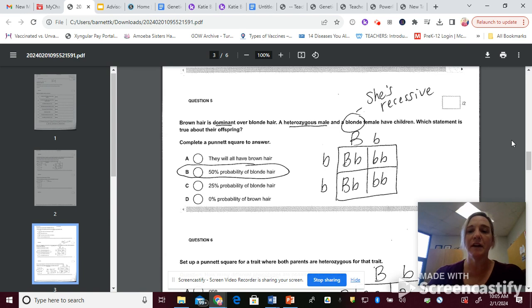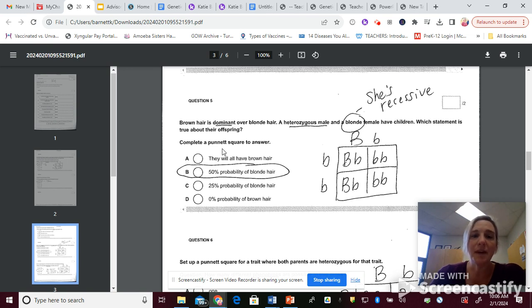Question 5, some people were confused about the setup. You had to do a little bit of problem solving, a little bit of digging to get the genotype of the parents. Brown hair is dominant over blonde. So this tells you blonde is recessive, so you should be thinking little b, for the female. A heterozygous male, big B, little b. So he has brown hair, but he's a heterozygous genotype. He's a carrier for blonde. So this is his, this is hers. You run your Punnett square, and you're going to get big B, little b, or little b, little b.